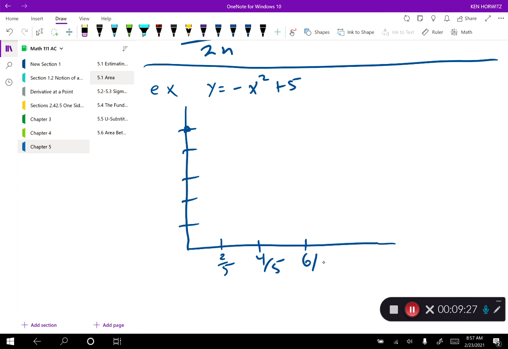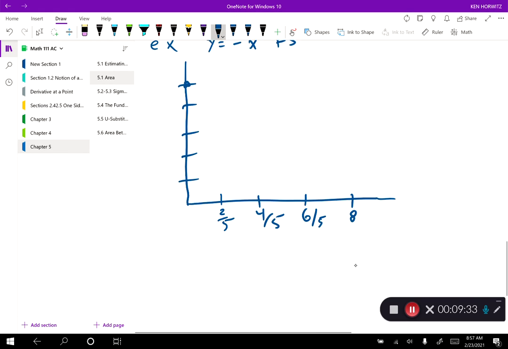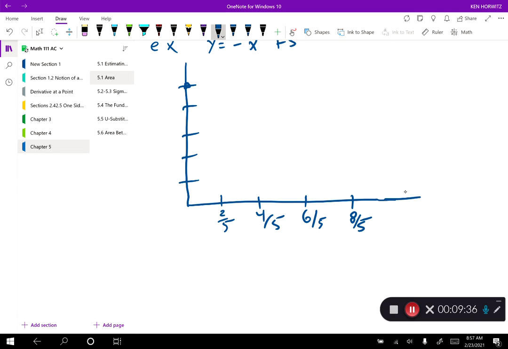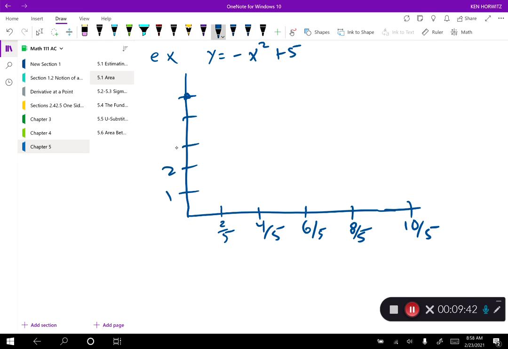Let me fix that. All right, so 10 over 5 would be 2. So this would be 1, 2, 4, and 5. And we have a point there, and we have a point here. Because if I plug in 2, 2 squared is 4. Negative 4 plus 5 is 1. That's how I got that point. So that's 2, 1. And if I plug 0 in for x, 0 squared is 0 plus 5 gives me 5. So those 2 points I generated from the equation.